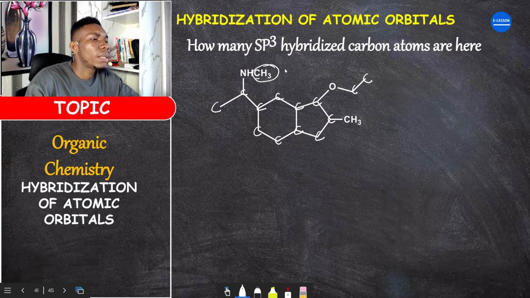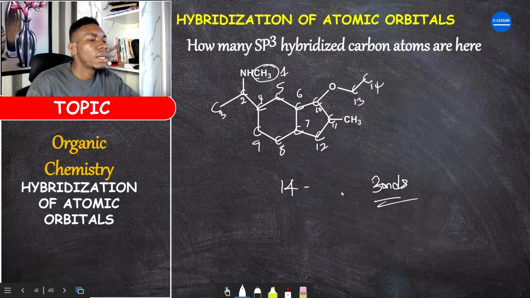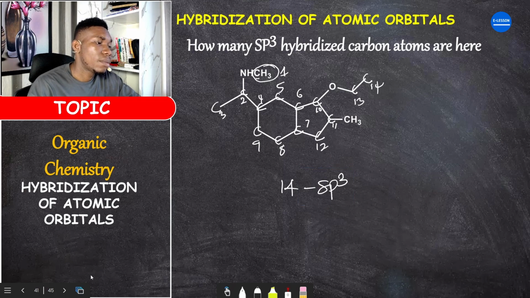So here you have 1. Here is what? 2, 3, 4, 5, 6, 7, 8, 9, 10, 11, 12, 13, 14. Am I counting right? So we have 14 sp3 hybridized carbons, not 14 sigma bonds. So sp3 hybridized atoms, 14 of them. Are you getting it? They may ask you to count the sigma bonds, and you have to start counting. But since you are writing CBT, nothing of such will come.